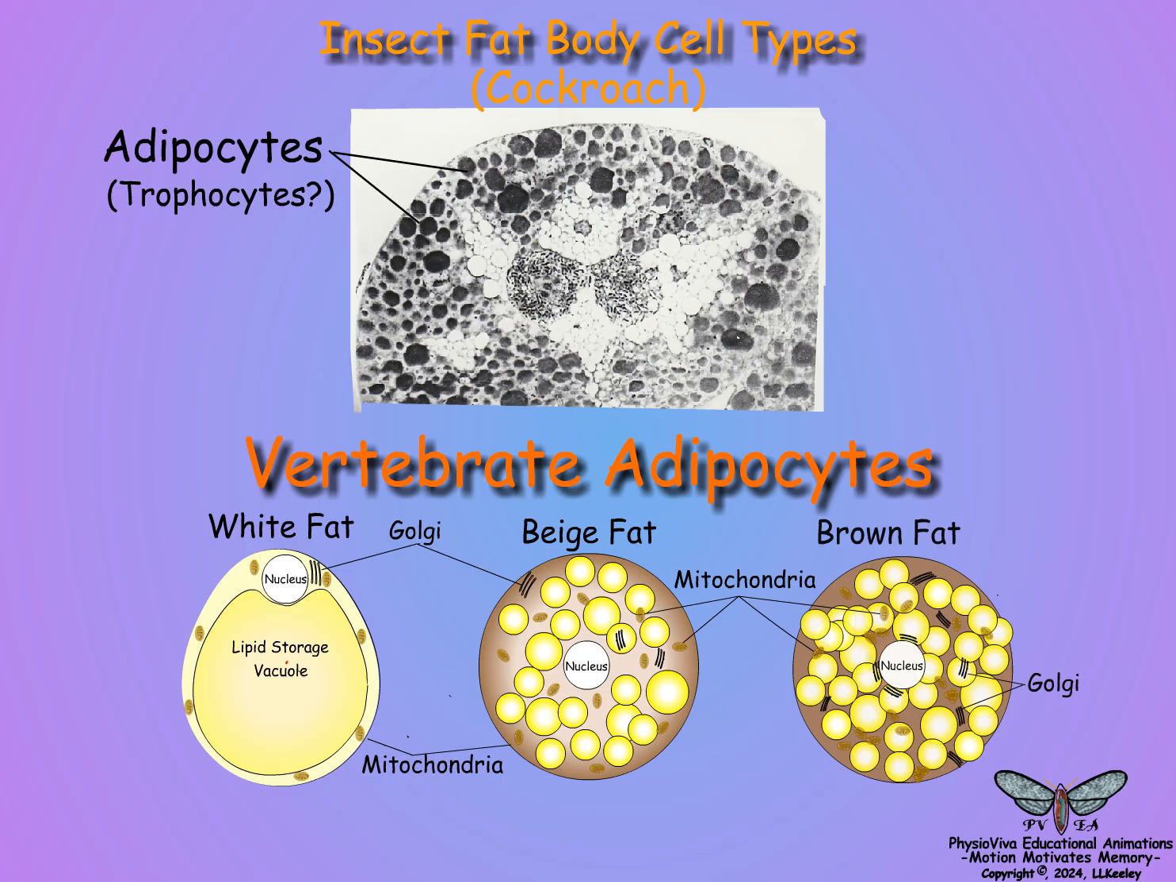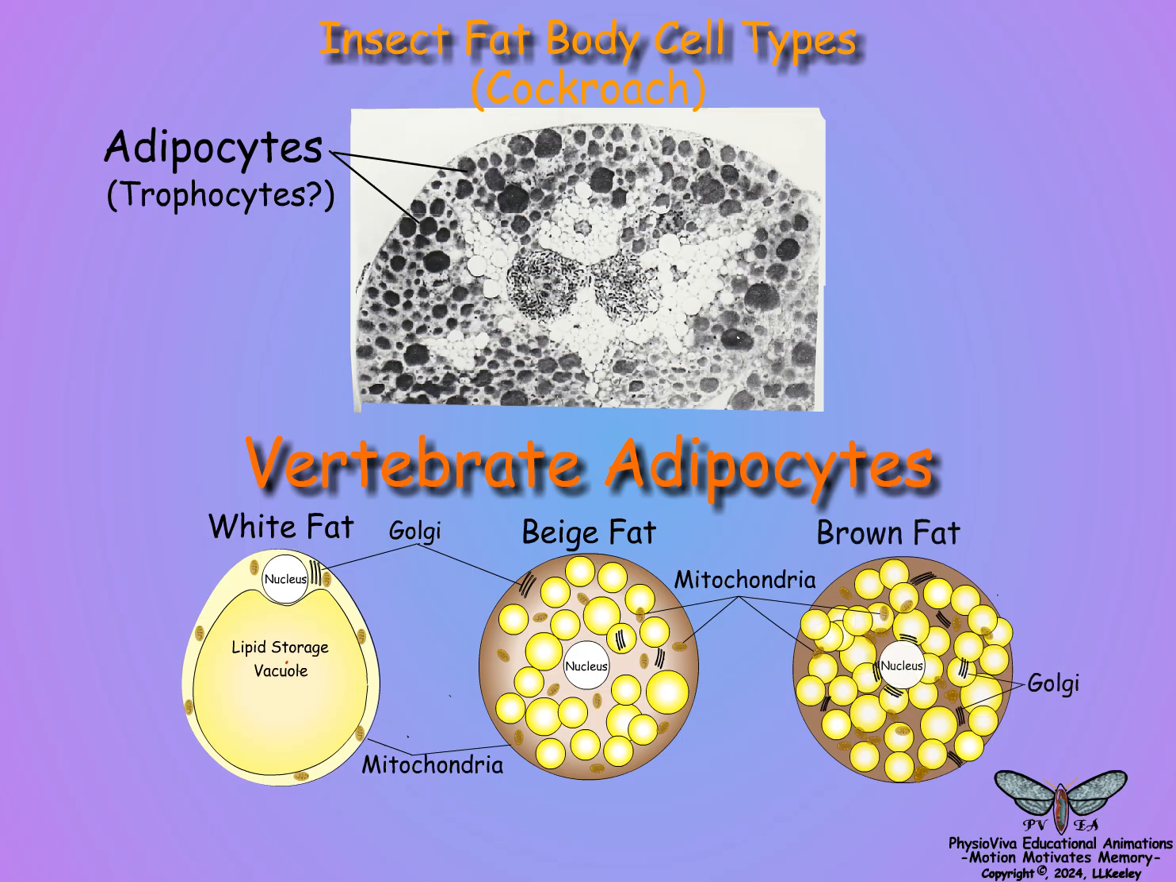By contrast, beige adipocytes are found in animals awakening from hibernation. They are intermediate in structure between white and brown adipocytes. They are hormonally activated white adipocytes that are undergoing browning to become metabolically active brown adipocytes in active vertebrate animals.